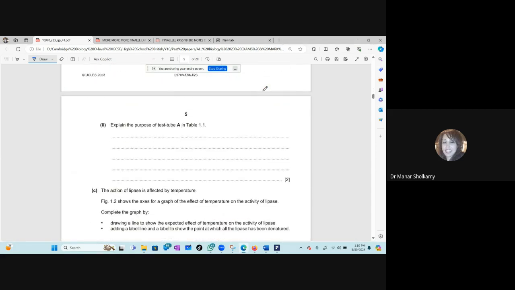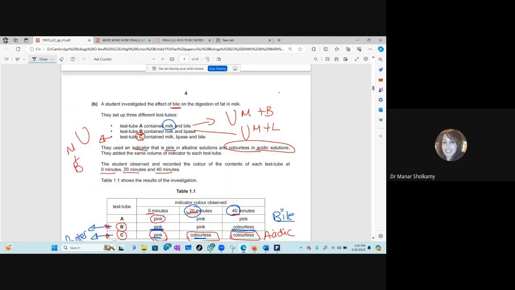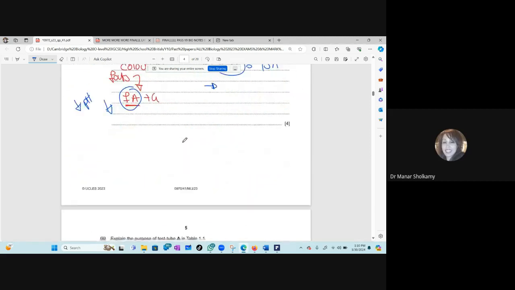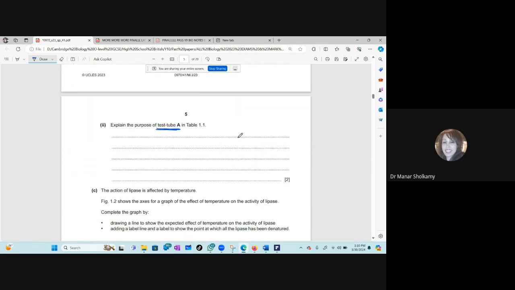Okay. Explain the purpose of test tube A in table 1.1. Let's go to the table. Test tube A contains milk and bile without the lipase. What is the importance of test tube A? Control. Okay, this is not enough to say the word control. These are 2 marks. Control, then what? Why do we have a control?